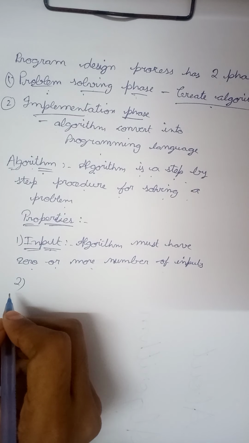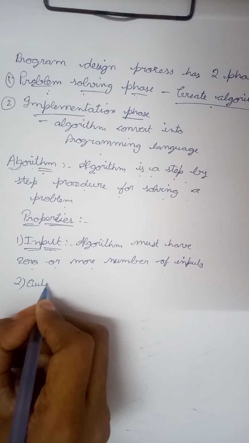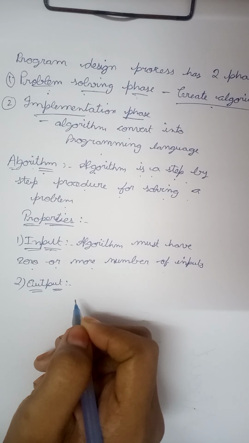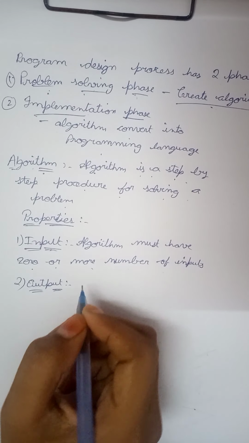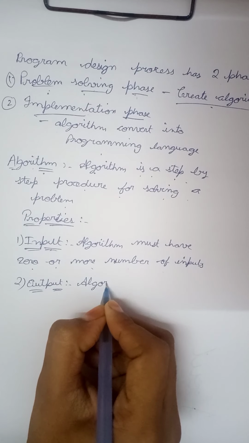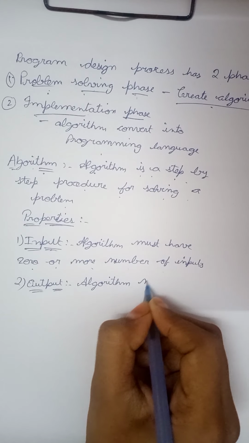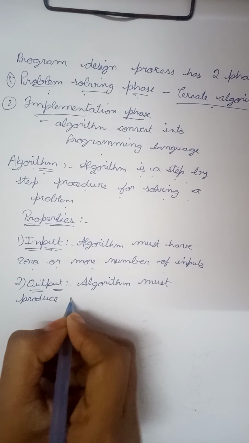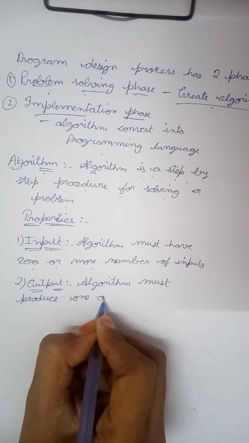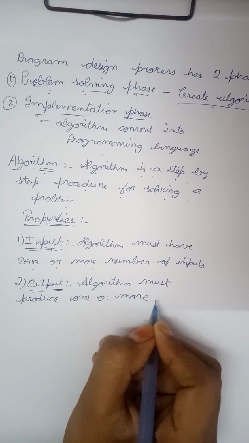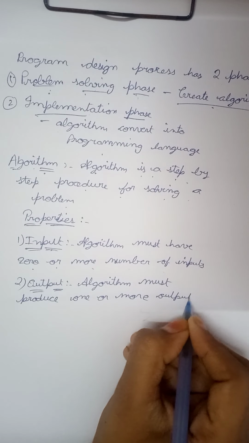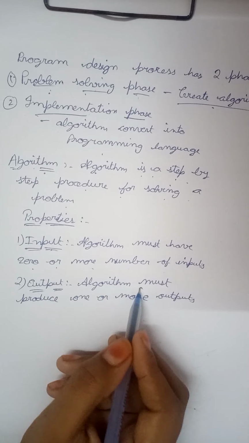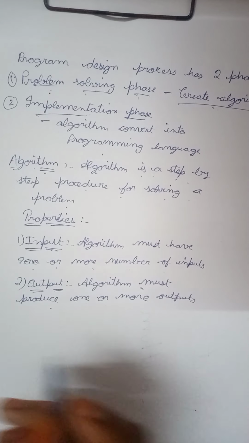The second property of algorithm is output. An algorithm must produce one or more outputs. The algorithm which is written must produce one or more outputs.